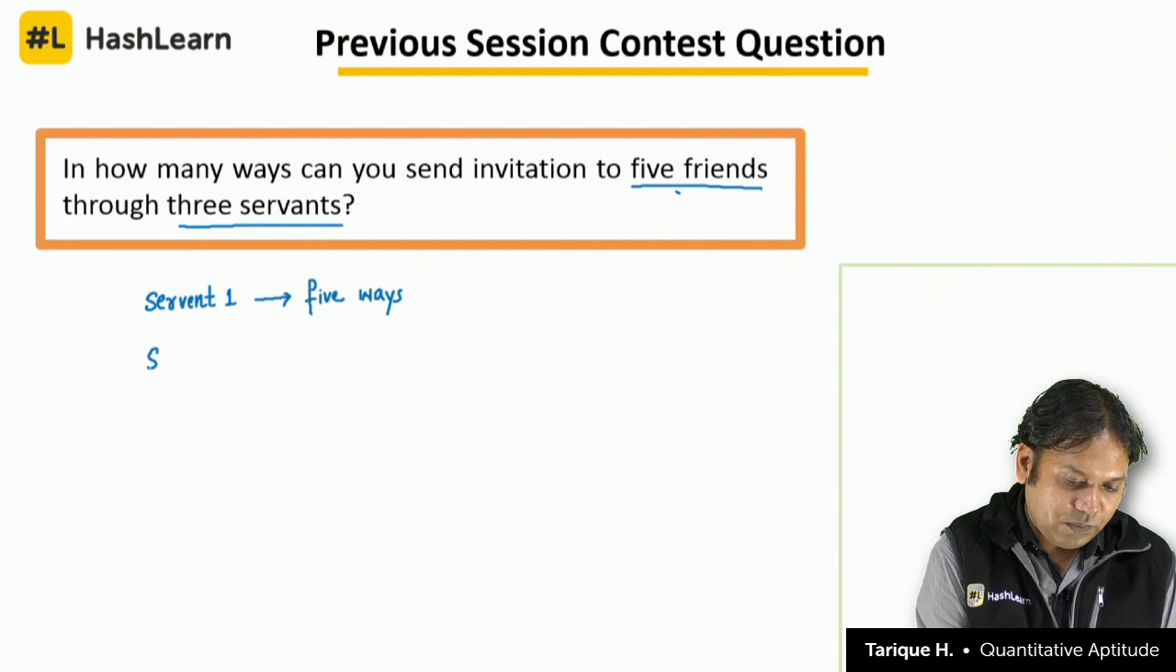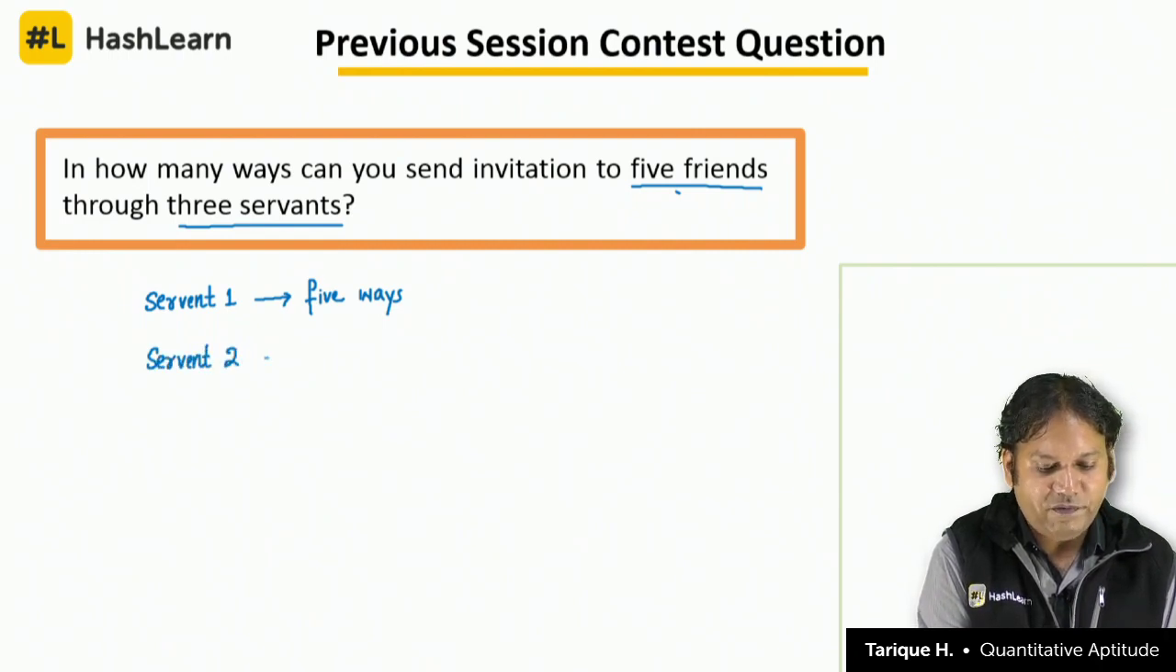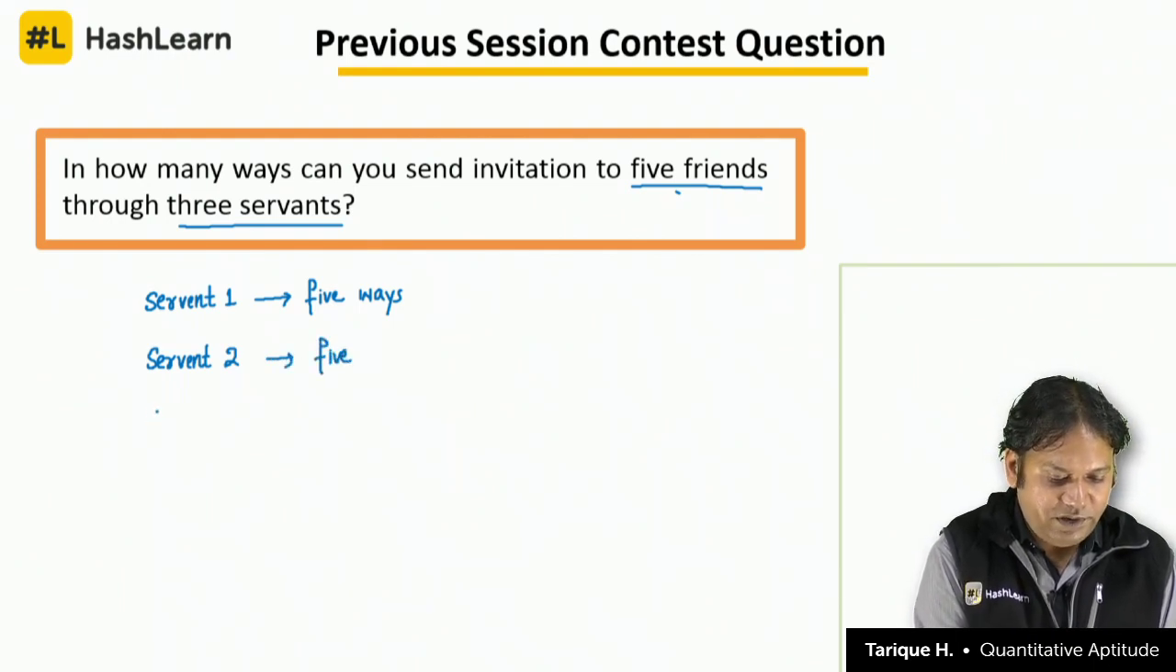What about servant 2? Okay, servant 2 can also go into any of the 5 friends. So 5 ways. What about servant 3?